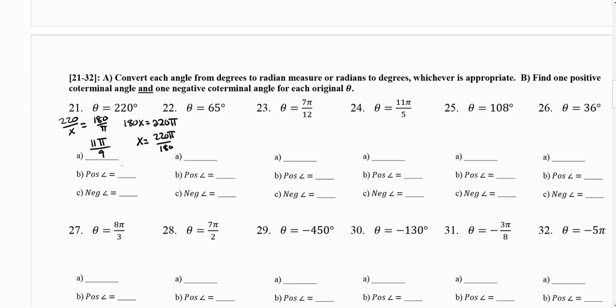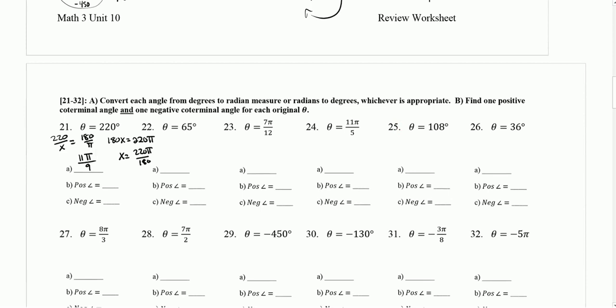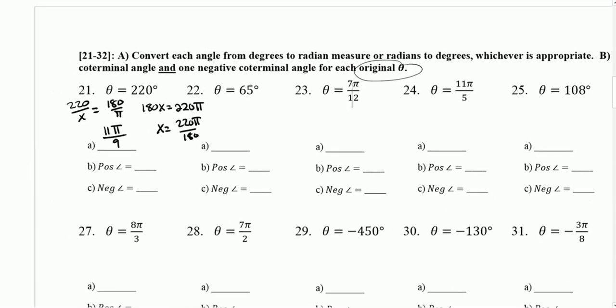Positive coterminal angle. It doesn't really state whether it wants it in degrees or in radians, does it? Read it again. Convert each angle from degrees to radian, and find one positive, one negative coterminal angle for each original. So let's look, the original is in degrees, and so I'm going to work with degrees.